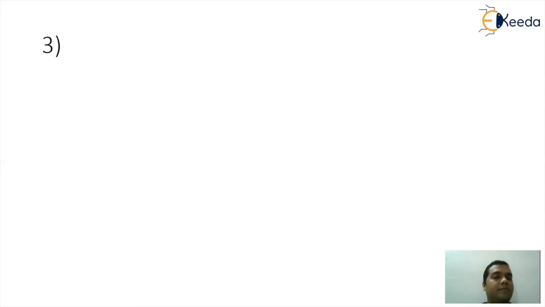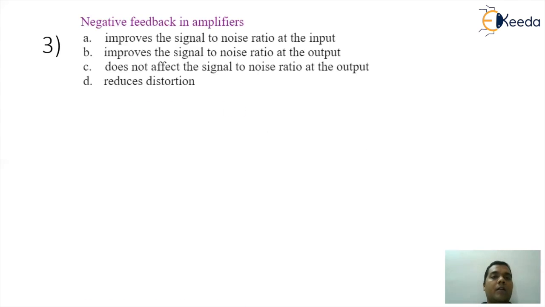Next question. The question is, negative feedback in amplifier, there are four options given. Improves the signal to noise ratio at input, improves the signal to noise ratio at output, does not affect the signal to noise ratio at the output, reduces distortion.